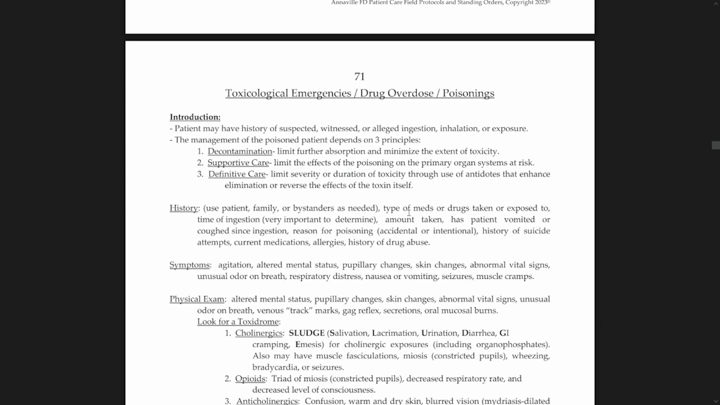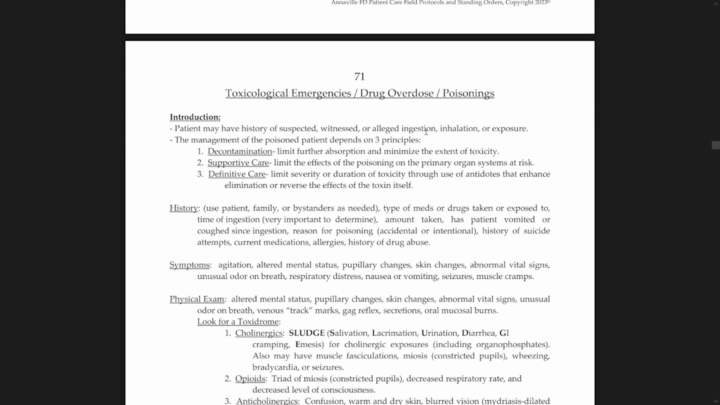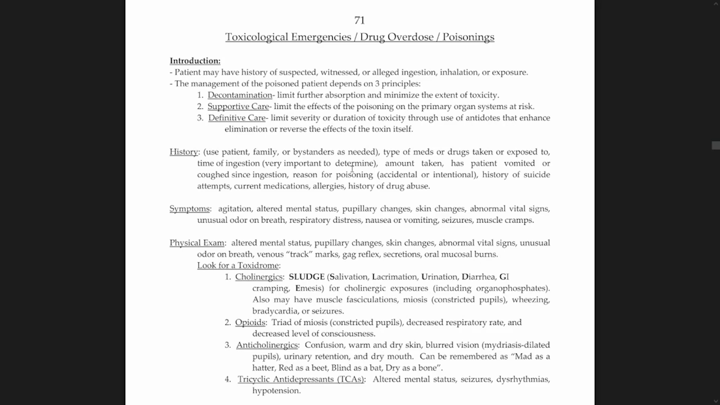For toxicological emergencies or drug overdoses and poisonings, a patient may have a history of suspected, witnessed, or alleged ingestion, inhalation, or exposure. The management of this poison patient depends on 3 principles. Decontamination: we want to limit further absorption and minimize the extent of the toxicity. Supportive care: limit the effects of the poisoning on the primary organ systems that are at risk. Definitive care: we want to limit the severity and duration of the toxicity through the use of antidotes that enhance elimination or reverse the effects of the toxin itself.